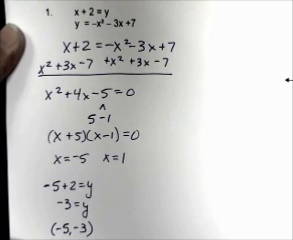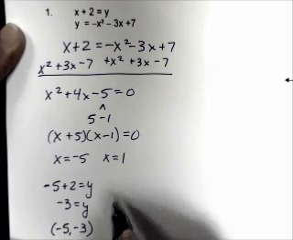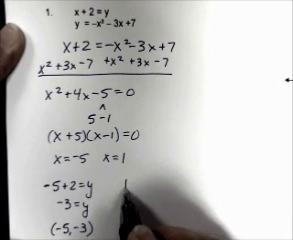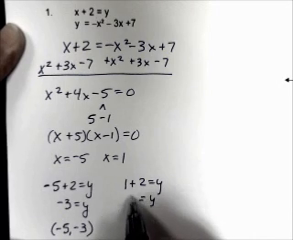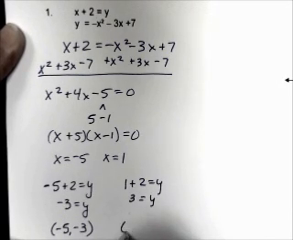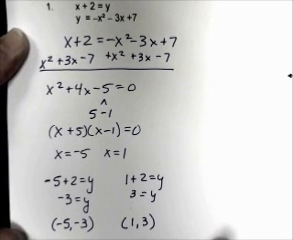And we would write it as an ordered pair. And when x is 1, y equals 1 plus 2, which is 3. So when x is 1, y is 3. So here we have 2 solutions.